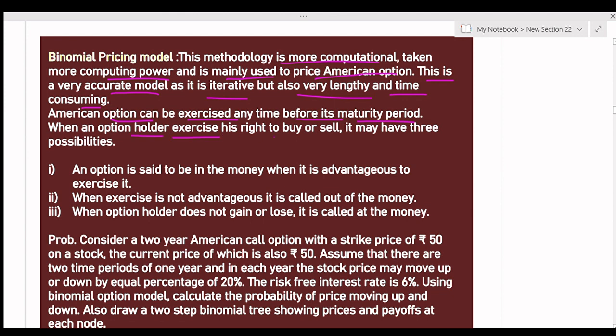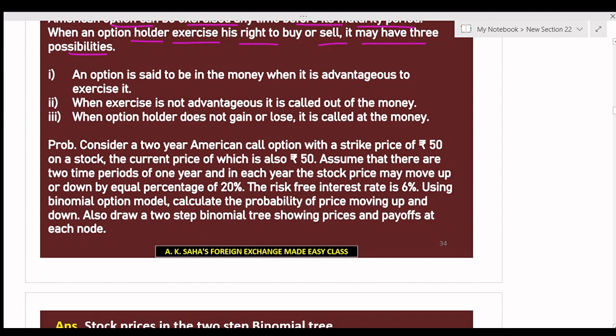When an option holder exercises his right to buy or sell, it may have three possibilities. An option is said to be in the money when it is advantageous to exercise it. When exercise is not advantageous, it is called out of the money, OTM. When the option holder does not gain or lose, it is called at the money, ATM.